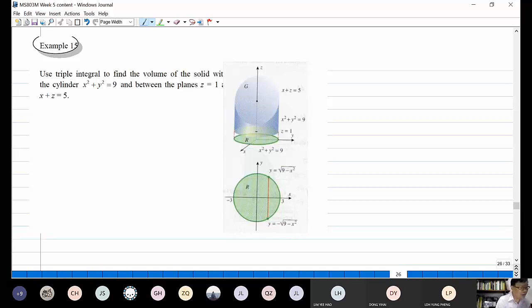Okay, why is this example about finding the volume of the solid? Before I talk about the volume of a solid, how to find it? This is actually on page 321, volume of a solid. So normally, the volume of a solid, how do you find it?